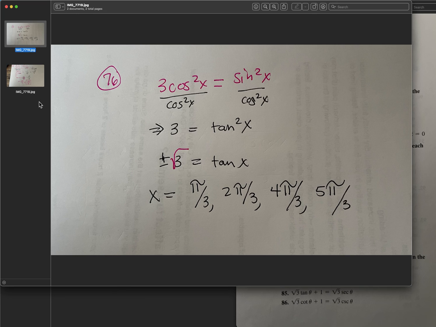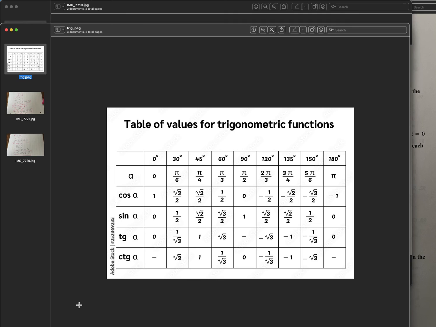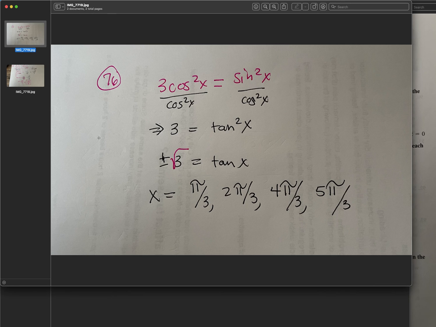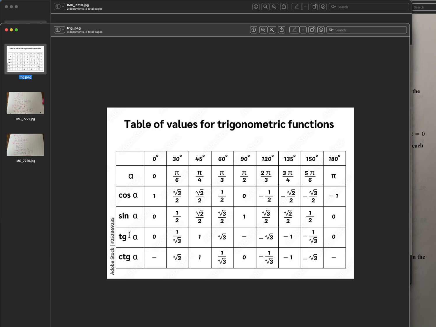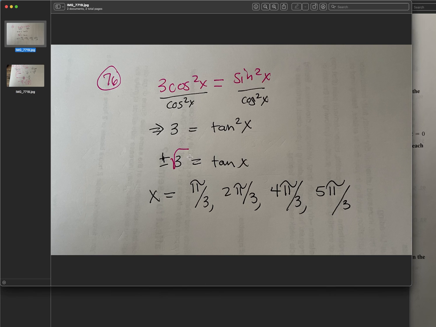And so positive or negative square root of 3, and it is tangent, so we go on the tangent row, and here's positive square root of 3 at pi over 3, and here's negative square root of 3 at 2 pi over 3. So we've got pi over 3 and 2 pi over 3, and then we add another pi, that becomes 4 pi over 3, and this becomes 5 pi over 3. So pi over 3, 2 pi over 3, 4 pi over 3, 5 pi over 3.